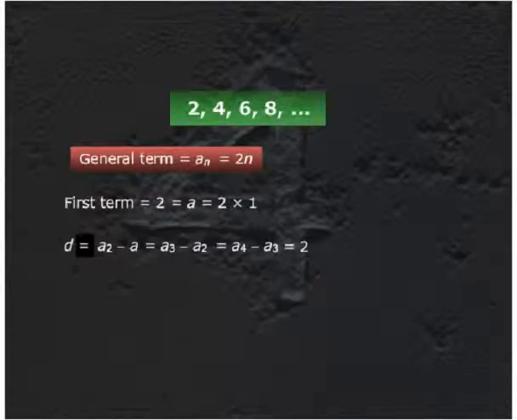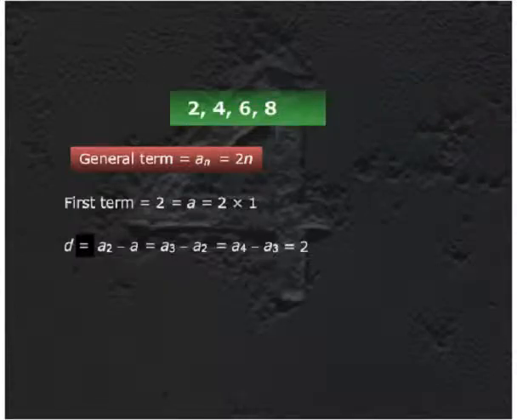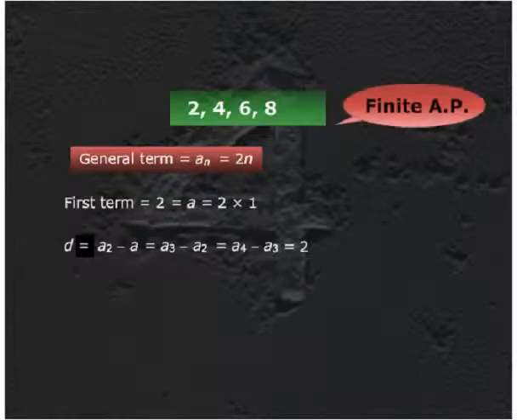Let's go back to our example. 2, 4, 6, 8, and so on. You see those dots? What do they signify? Yes, this AP does not end, so you can't find the last term. And since it does not end, obviously it is known as an infinite AP. But if I remove those dots, that means this AP has only these 4 terms, 2, 4, 6, and 8. So it becomes a finite AP. And this time we have a last term, that is 8. And this last term is denoted by l.